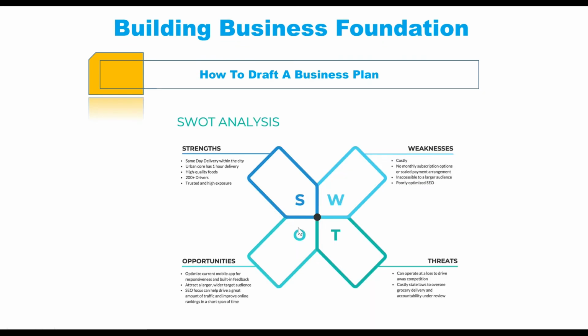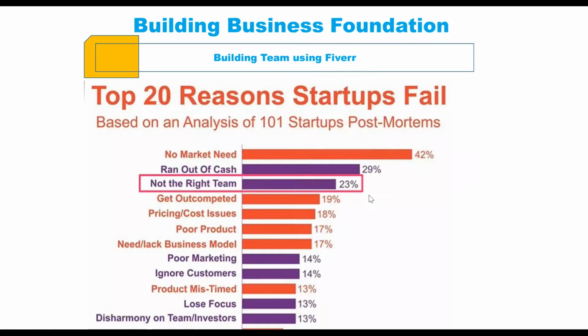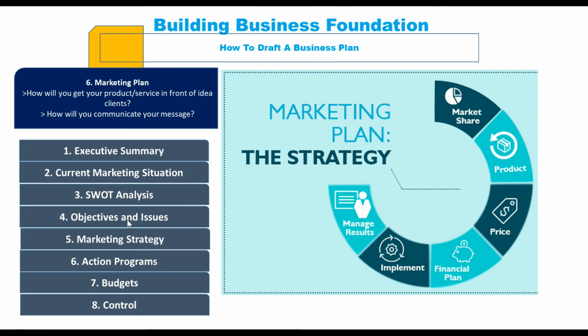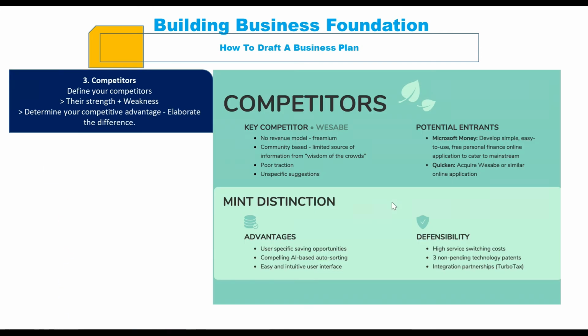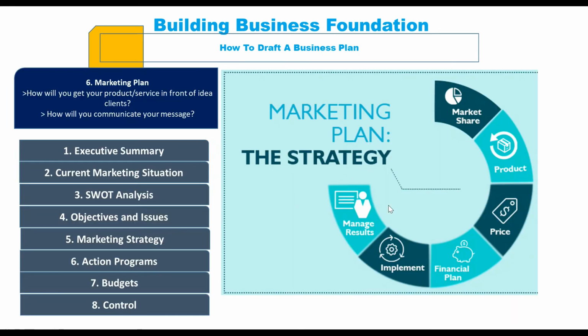So this is what we have: strength, weakness, opportunity, and threats, right? Okay, and objective and issues. That's what is already described here, and the problem summary and the solution summary. That's what you want to mention in your executive summary for your marketing plan. Okay, and the marketing strategy. This is what we have here: the marketing strategy, the action program, the budget, and the controls.